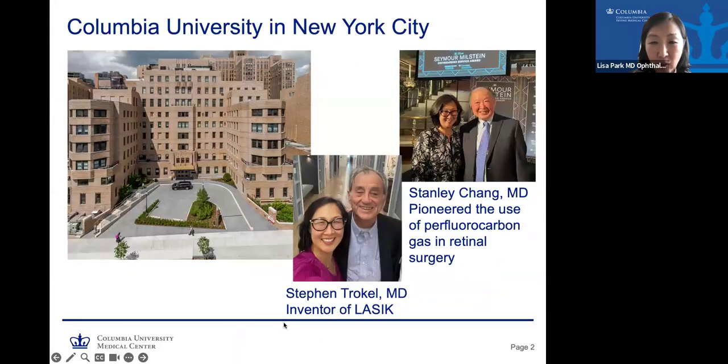This is just where I'm coming from. Again, this is New York City. This is the E.S. Harkness Eye Institute, which is currently torn down and being reconstructed, but this is where our campus resides. Among our faculty, we have some of the innovators and leaders in our field, including Dr. Stephen Trokel, who invented LASIK, and Dr. Stanley Chang, a retinal surgeon who pioneered the use of gas in retinal surgery. I understand that is not being performed currently in your countries, but I'm hoping that he will come and be able to teach that also.